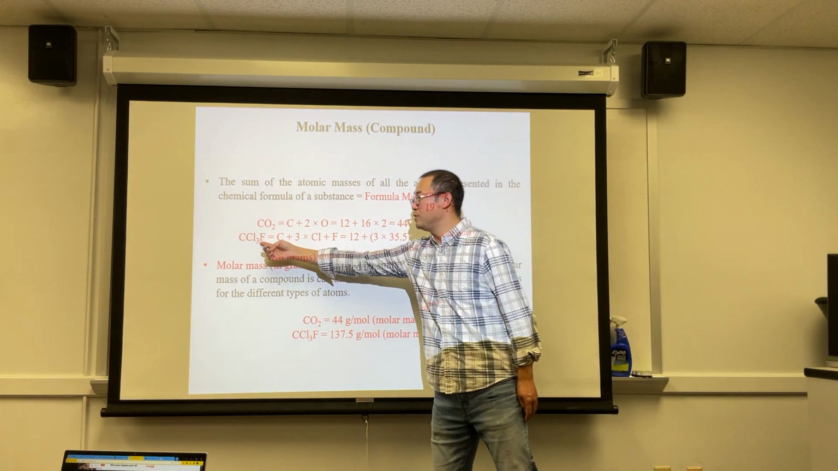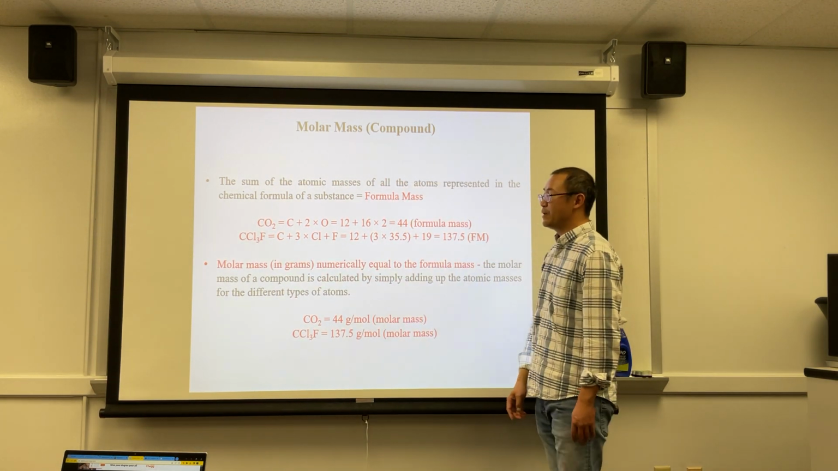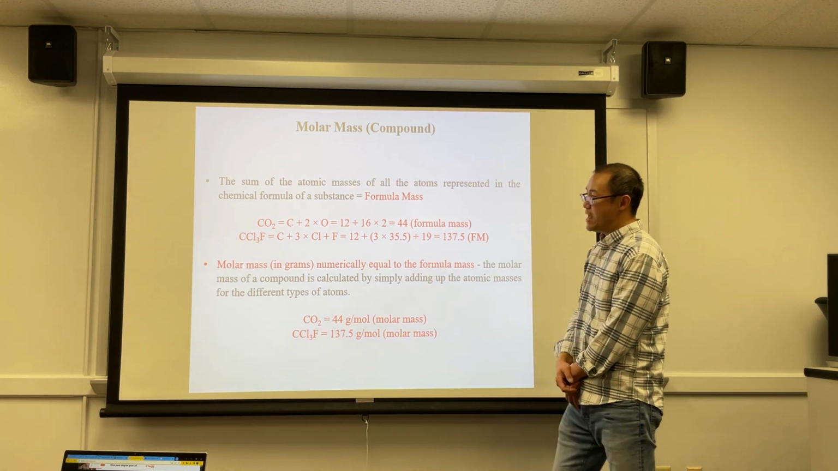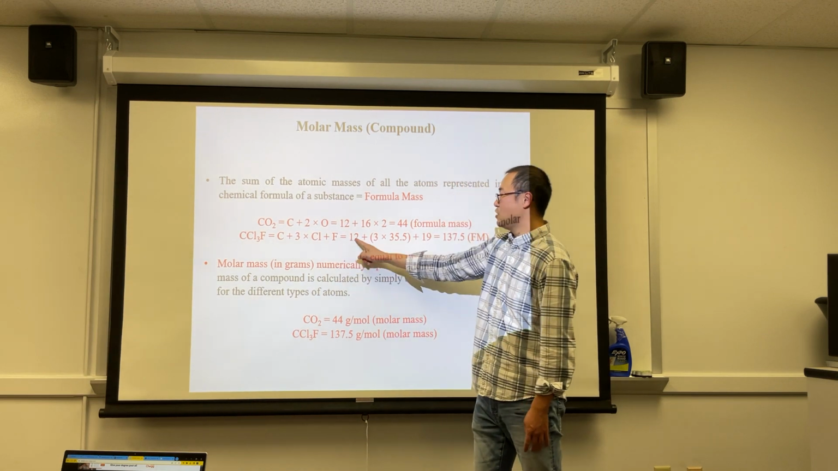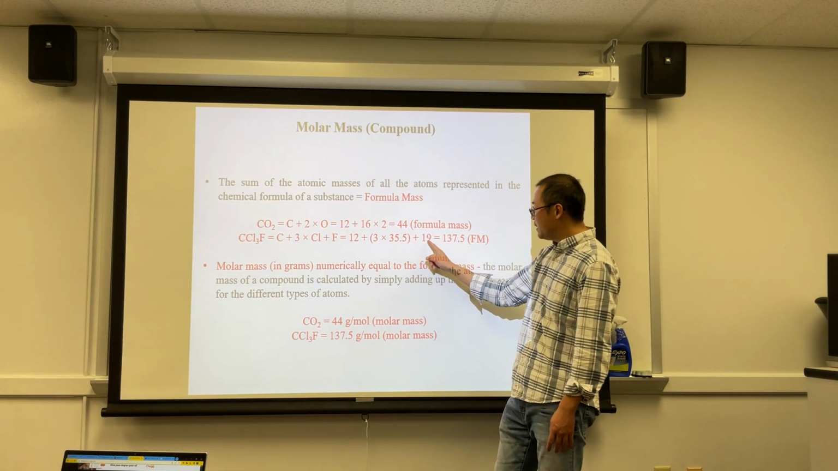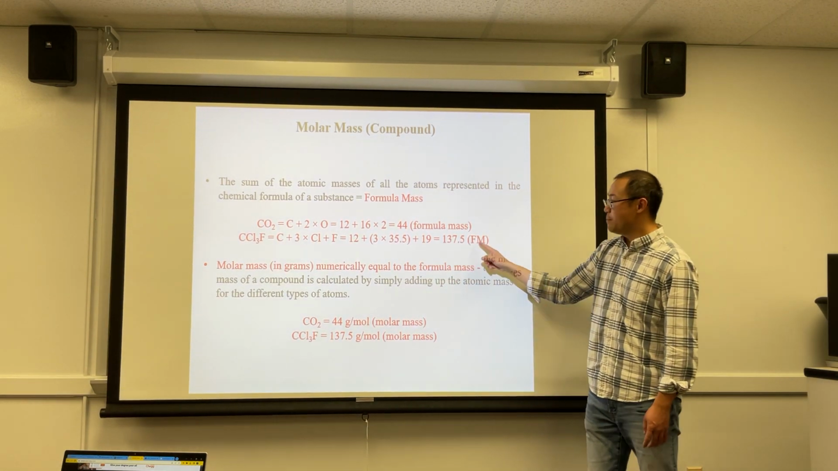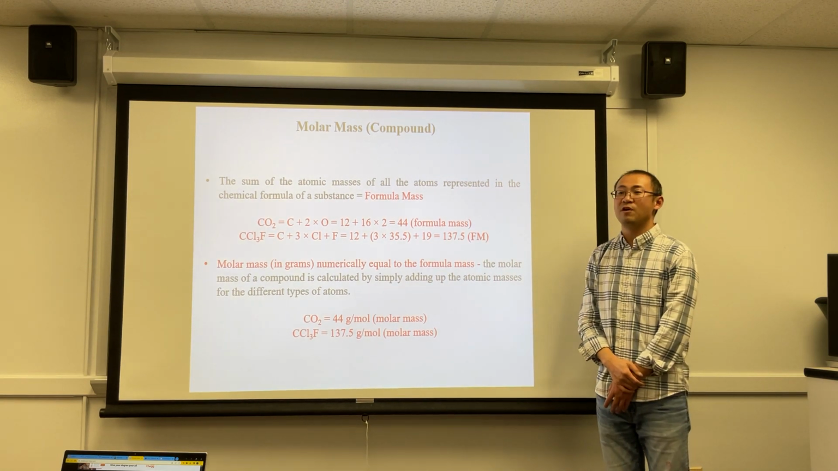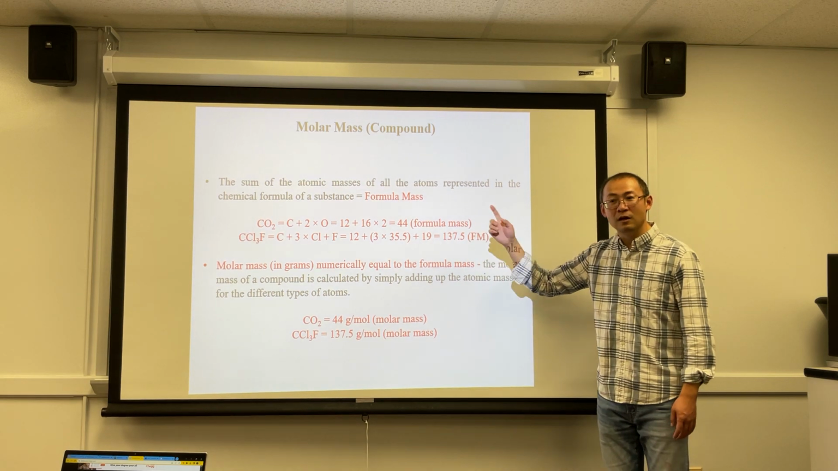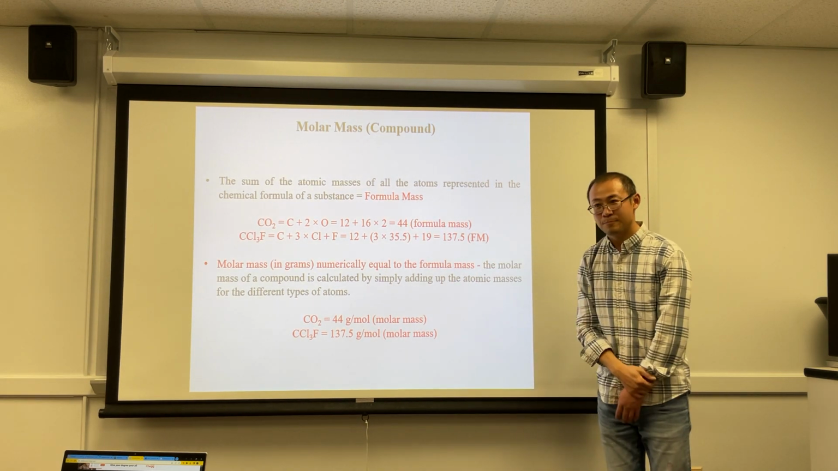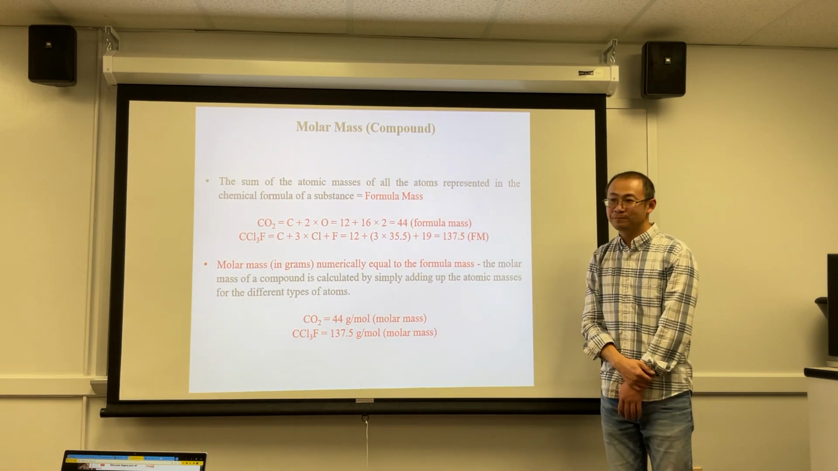Same for another example, this is a CFC, CCl3F. We add the mass of carbon, three chlorine and one fluorine. We get the mass of 137.5. We call this the formula mass of that CFC. Good so far?